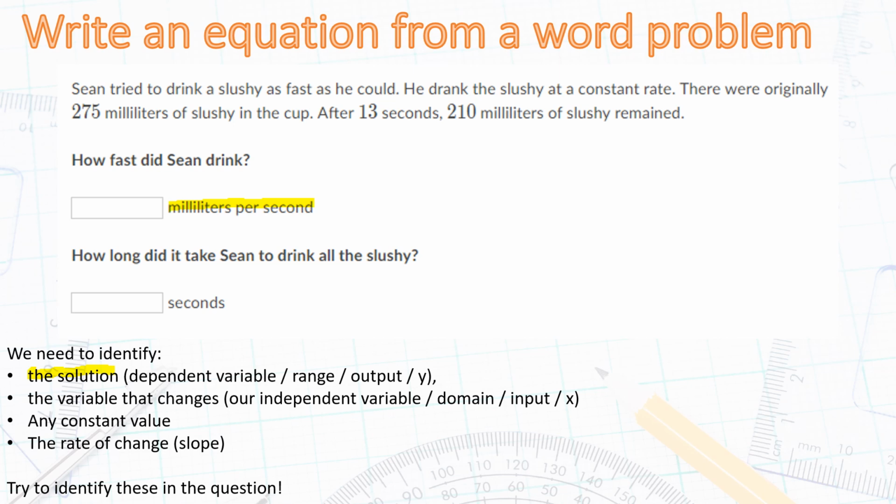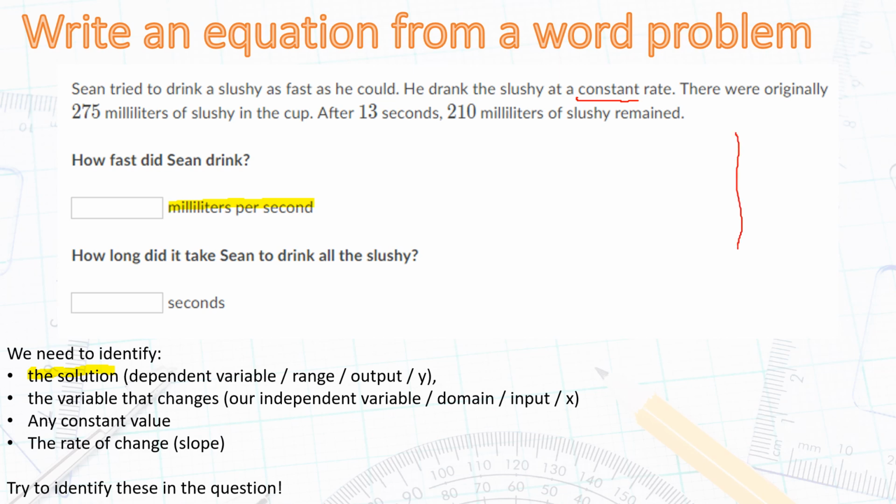All right, so what we got here. This is an example of a question that we'll see in Khan Academy, and it might pop up in a unit test as well. So Sean tried to drink a slushie as fast as he could. He drank the slushie at a constant rate, so this tells us it's a linear equation. And there was originally 275 milliliters of slushie in the cup. After 13 seconds, 210 milliliters of slushie remained.